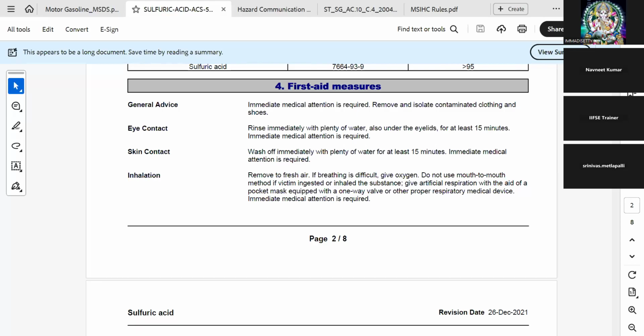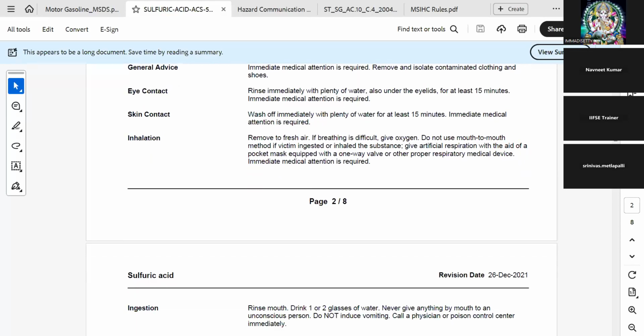Then, in case of any inhalation, remove to fresh air. Remove to fresh air in the sense that it does not mean removing the fresh air. We have to take him to the fresh air.